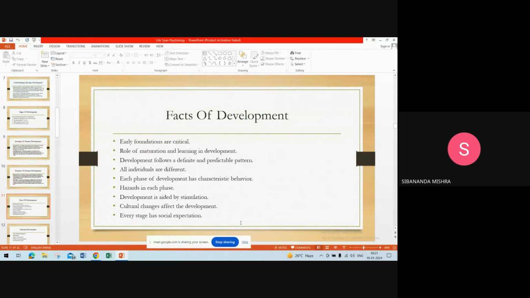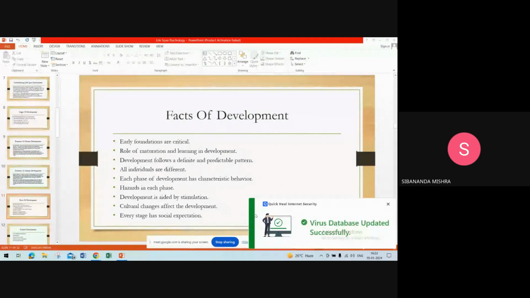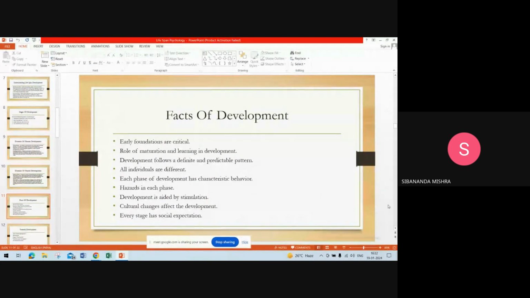All individuals are different, because everybody has a unique personality. Your personality is different, your friend's personality is different, even two brothers and sisters have different personalities, so far as personality and all psychological characteristics are concerned. Next, each phase of development has characteristic behavior, and hazards in each phase. Hazards are things which are harmful, psychological hazards, physical hazards, maybe some accident or any problem. Each stage is related to certain hazards, such as physical, psychological and environmental hazards also.